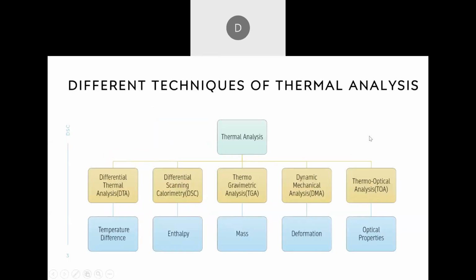So, coming to the different techniques of thermal analysis. Thermal analysis basically consists of 5 techniques: differential thermal analysis, DTA; differential scanning calorimetry, DSC; thermogravimetric analysis, TGA; dynamic mechanical analysis, DMA; and thermo-optical analysis, TOA. In DTA, we are finding out the temperature difference, whereas in DSC we are finding out enthalpy. In a similar manner, in TGA mass, in DMA deformation, and in TOA optical properties. So these are different types of techniques for thermal analysis.